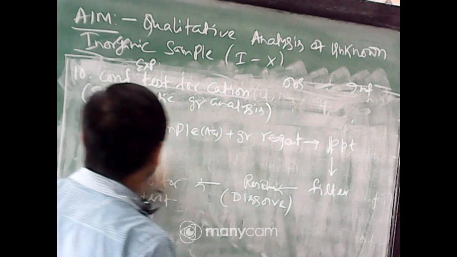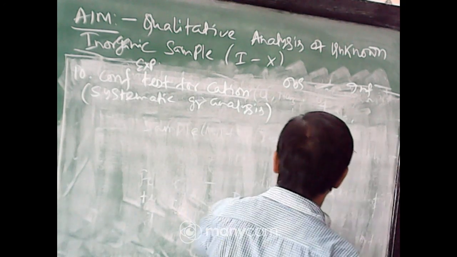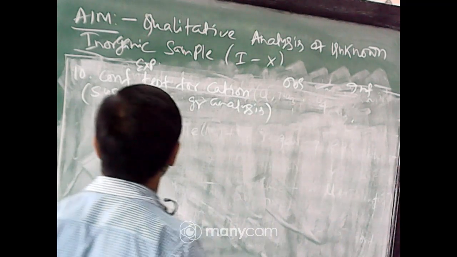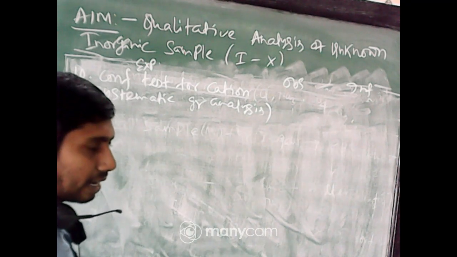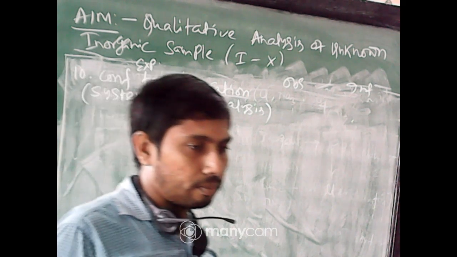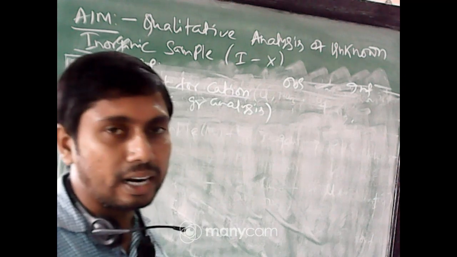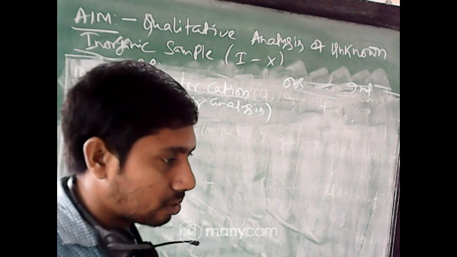Okay, now look at here. What I am mentioning here is the systematic analysis you have to write. I am giving that example regarding a cation that is present in group 6.